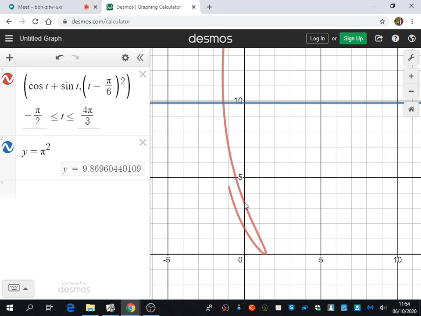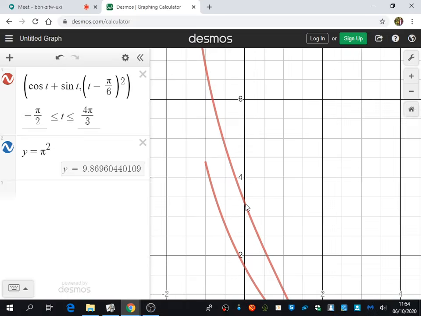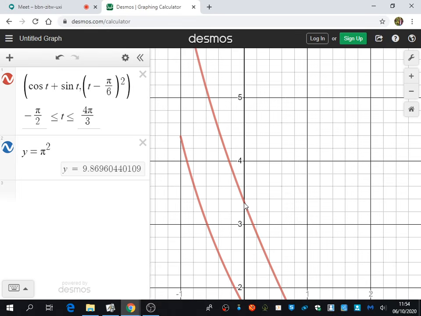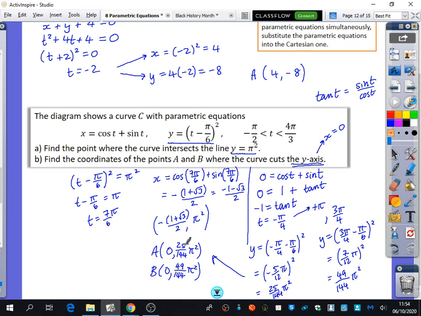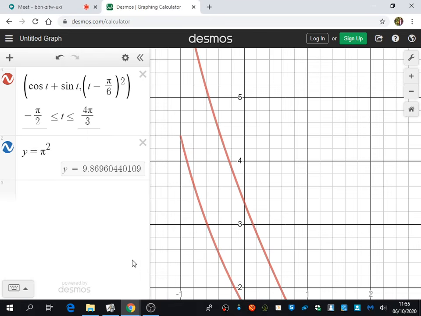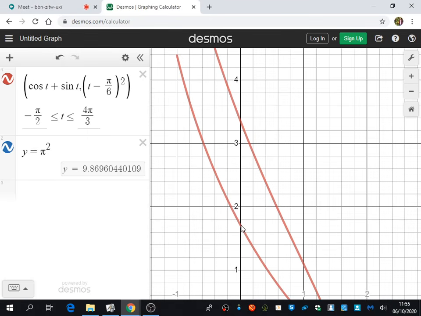And then the other thing we wanted to work out is where does it cut the y-axis. So one of the places is down here. X is 0, so 25 over 144 pi squared. Let me just quickly work that out. 1.71. Yep, so there it's crossing at about 1.71. And then the other one was 49 over 144 times pi squared, which is 3.35, which is there. So that's kind of what it looks like in graphs.